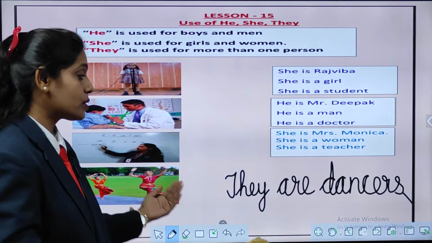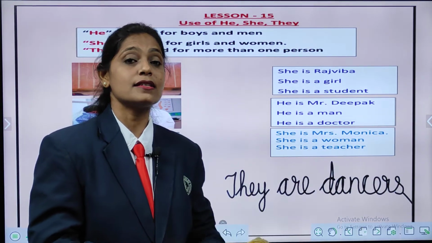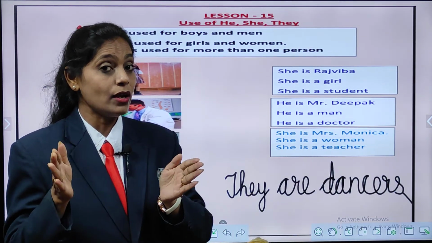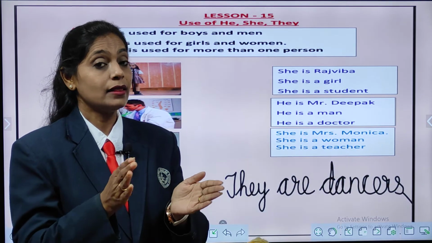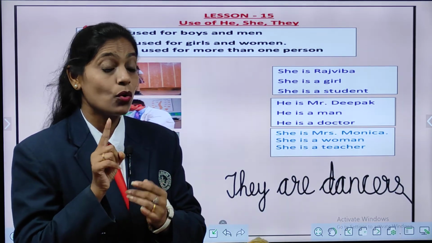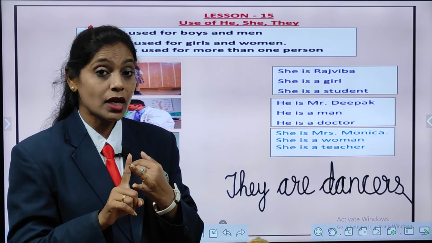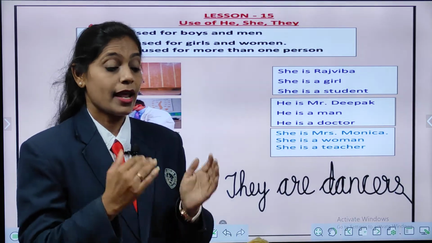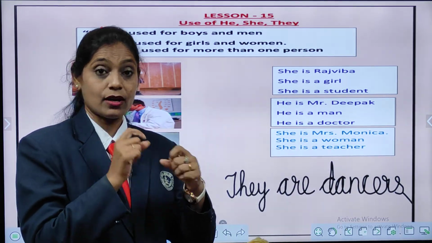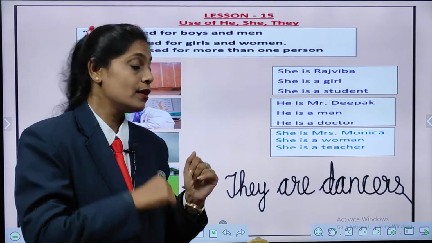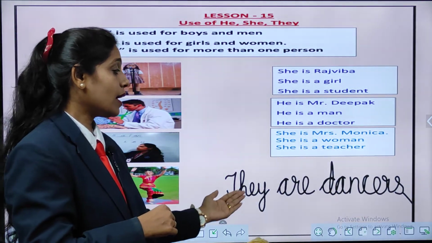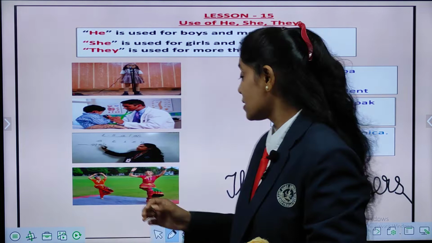Yes, we are going to say they are dancers. When we talk about more than one person, we don't use she or he. What do we use? They. Like I just showed you two children, right? So, we use they are children. So, what are we going to say? They are dancers. Same way.